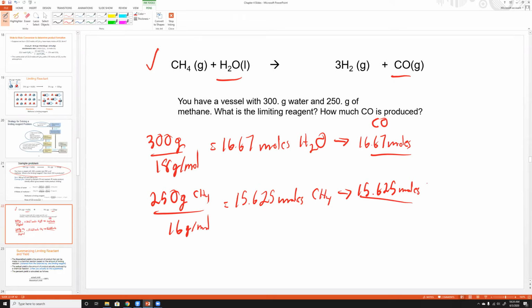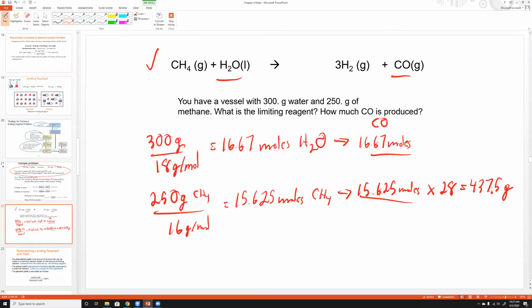So you'll end up with whatever 15.625 is times the molar mass of carbon monoxide, which is 16 plus 12, or 28. So multiply it by 28, and you get 437.5 grams. Okay, does that make sense? This is a relatively easy example, but we'll do another one.